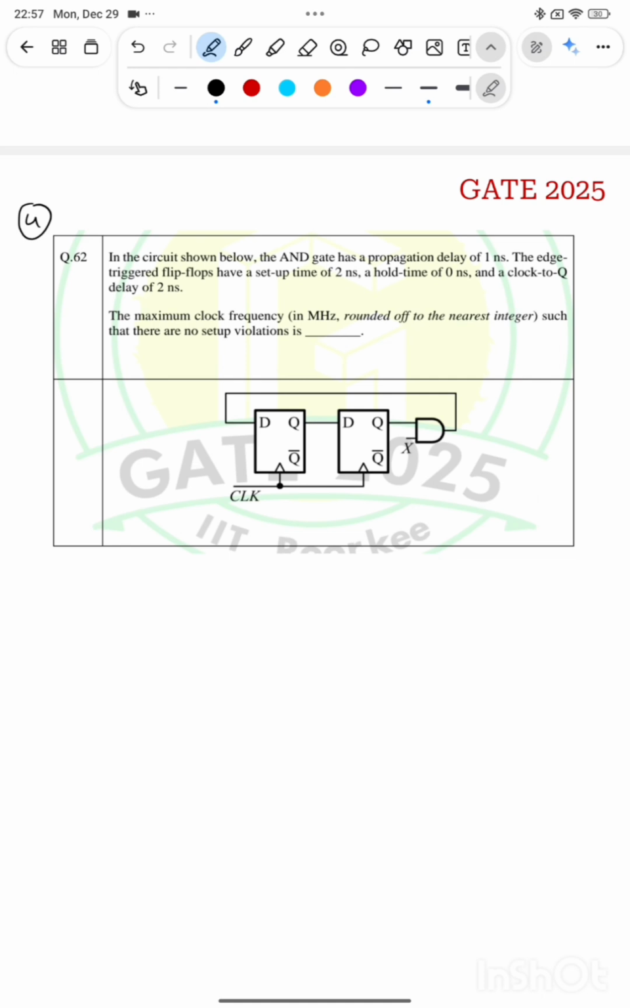So here we need to find the maximum clock frequency. So how to find the maximum clock frequency? It will be equal to 1 by maximum clock time, right, so that it won't violate any setup or hold time. So which part of this circuit gives maximum clock delay? That will be this one, right. This part will give the maximum clock time.